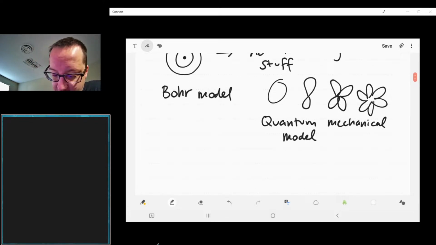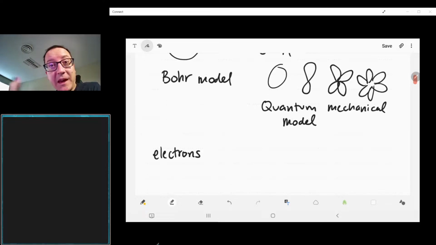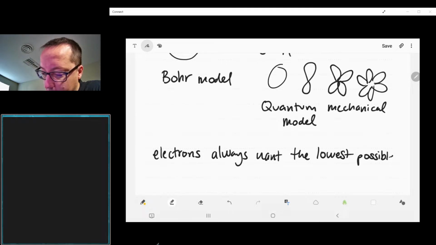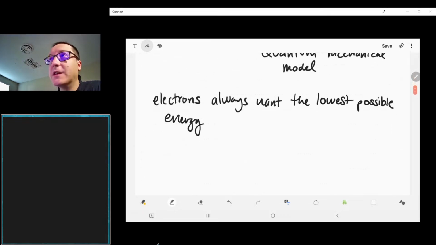All right, so we're going to see that electrons will always behave the same way. Electrons always want the lowest possible energy, as does everything in chemistry. Low energy is an ideal situation.